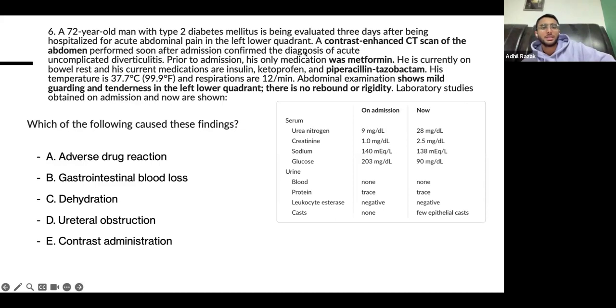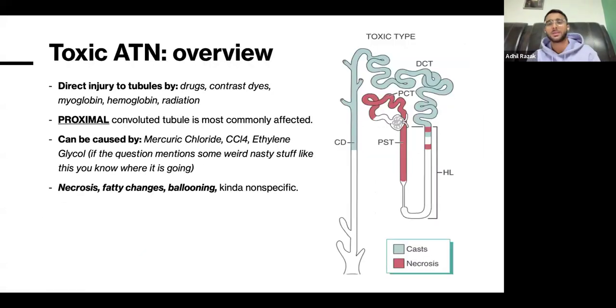With the contrast-enhanced CT and the tenderness in the left lower quadrant and guarding and whatnot, what do you think is the answer for this? The most important thing from the labs, I guess, is the presence of casts, a few epithelial casts. Other than that, the creatinine is also increased and the urea is also increased. So all this adds up to the cause being the contrast administration, and what we have is toxic ATN.